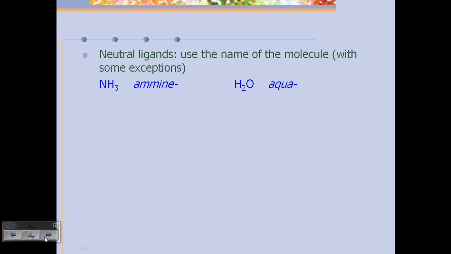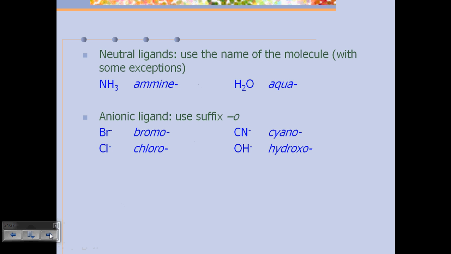So the common ligands are ammonia, but we don't call it ammonia. In the case of coordination complexes, we call it amine. Water is called aqua as a ligand. And these are the common cationic or neutral ligands. And then you have anionic ligands like bromide, but we call it bromo, CN minus is called cyano, Cl minus is called chloro, F minus is called fluoro, and OH minus is called hydroxo.